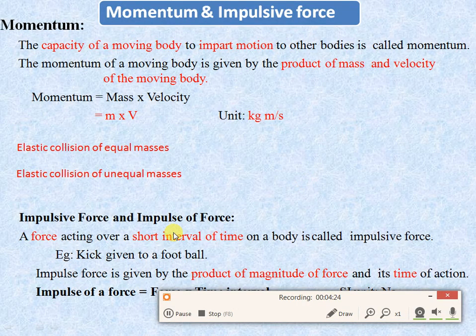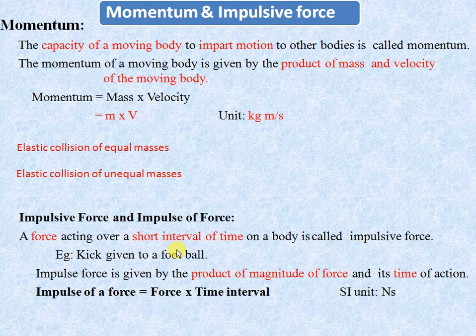Now the impulsive force: a force acting over a short interval of time on a body is called an impulsive force. A kick given to a football is the best example of impulsive force. The impulse of force is given by the product of the magnitude of force and its time of action. So the impulse of force is equal to force into interval of time, and its SI unit is Newton second, because the force unit is Newton and the time unit is second.